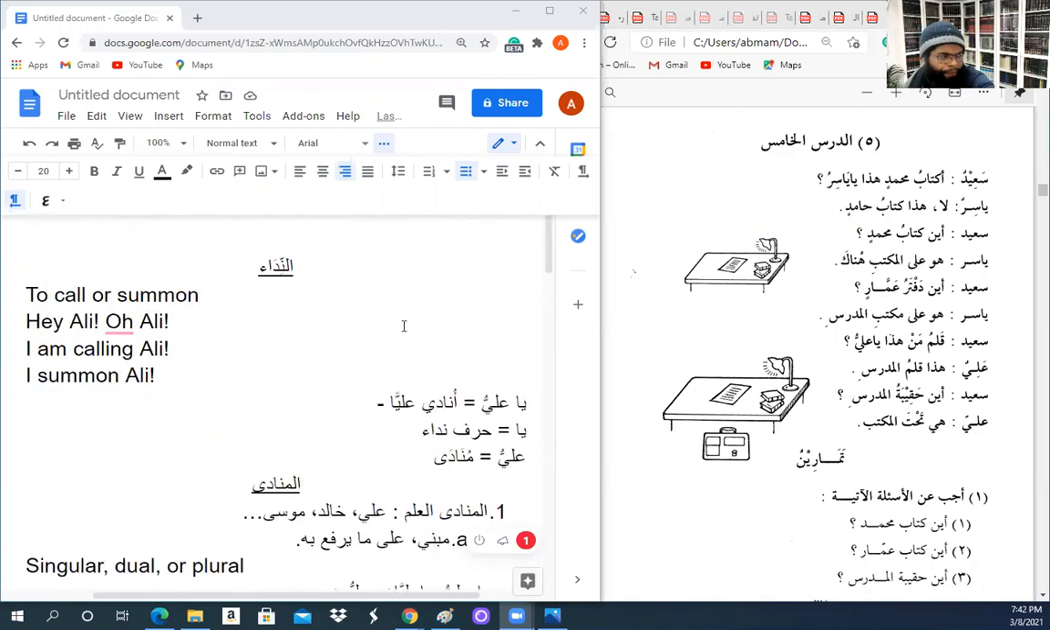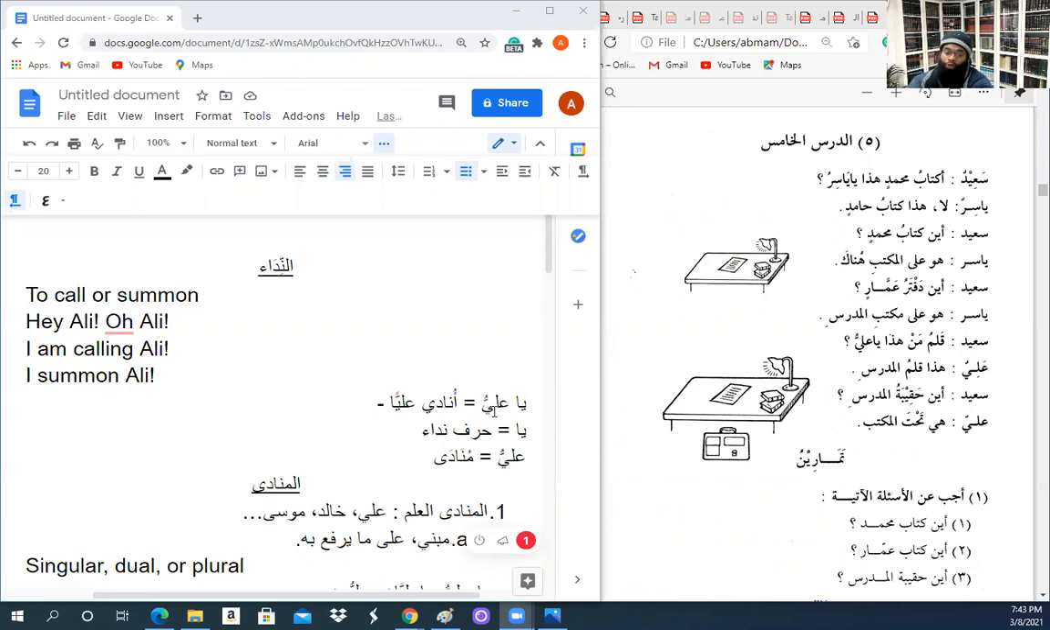I started off with this so that you can understand what nida means. So Ya Aliyu means unadi aliyan, I'm calling Aliyan. There's a fatha there because in this instance it's maf'ulun bihi. So the place of it should have a fatha. But it doesn't have a fatha because of the category of nida, of munada.